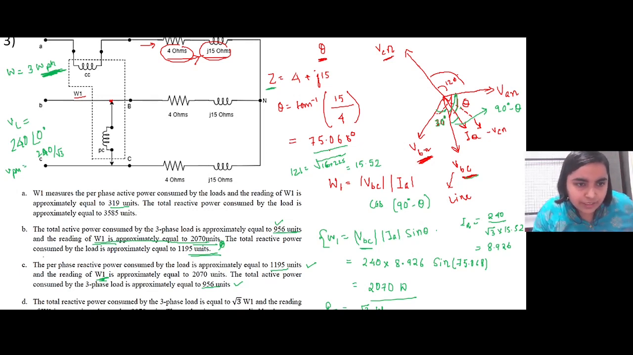So look at the difference between option B and C. Here per phase, if we consider, it is 1195, right? In this case it is written total reactive power, which is not correct because 1195 is not the total one, it is actually per phase. So option C is the correct one, right? Did you understand the difference? Yes, ma'am. So the correct option here will be option C. If this is okay, then we'll move to the next question.